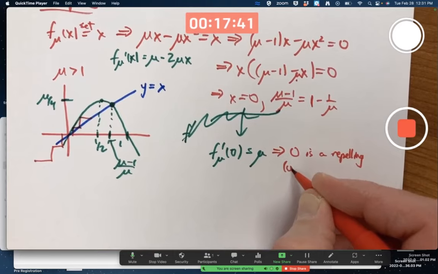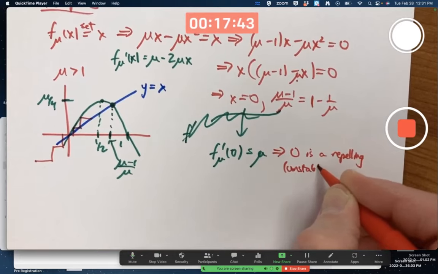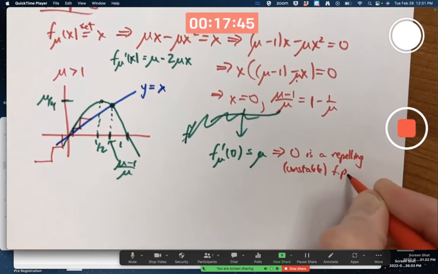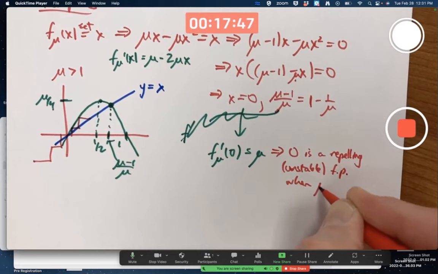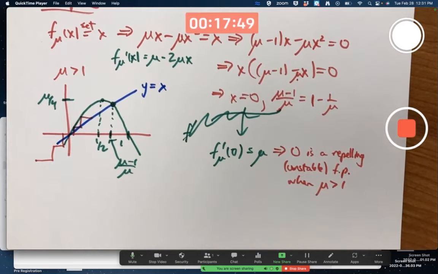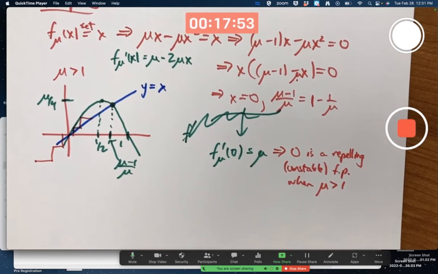0 is a repelling or unstable fixed point when mu is bigger than 1, which is the main example we want to think about. You can think about what happens when mu is less than or equal to 1, but we're focused on what happens when mu is bigger than 1. It's more interesting when mu is bigger than 1.